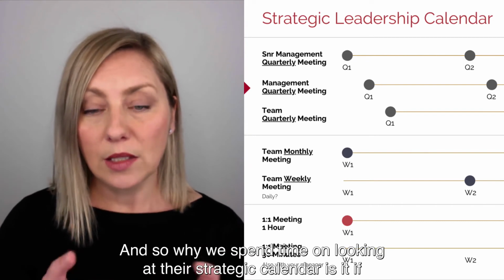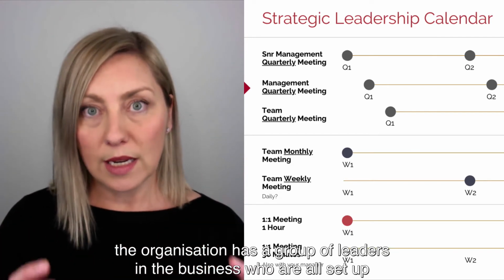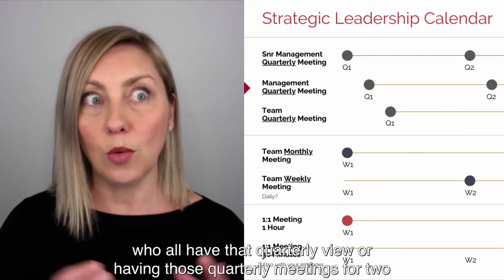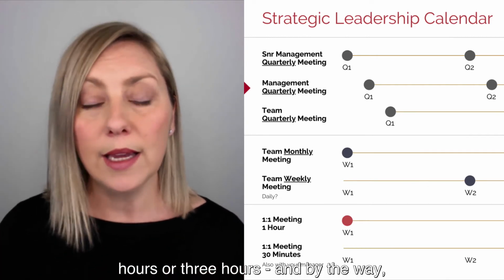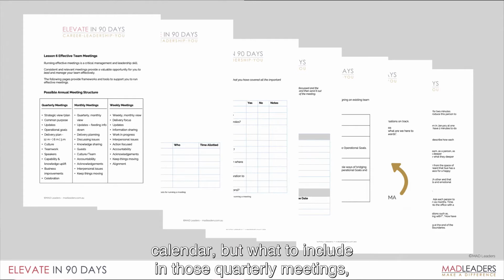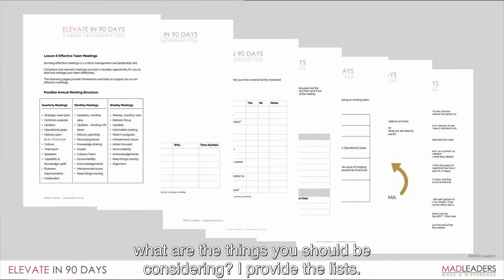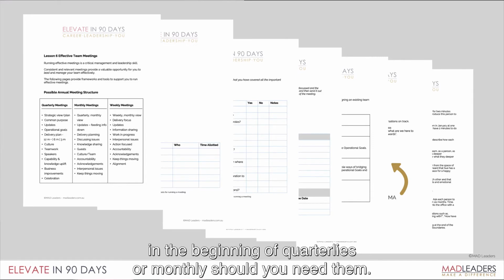in the program. And so why we spend time on looking at their strategic calendar is that if the organization has a group of leaders in the business who are all set up with strategic calendars, who all have that quarterly view, are having those quarterly meetings for 2 hours or 3 hours. And by the way, I provide everything in the program around not only how to set up this strategic calendar, but what to include in those quarterly meetings, what to include in the monthly and the weekly meetings. What are the things you should be considering? I provide the lists, I provide the templates, I even provide icebreaker games to include in the beginning of quarterlies or monthlies should you need them.